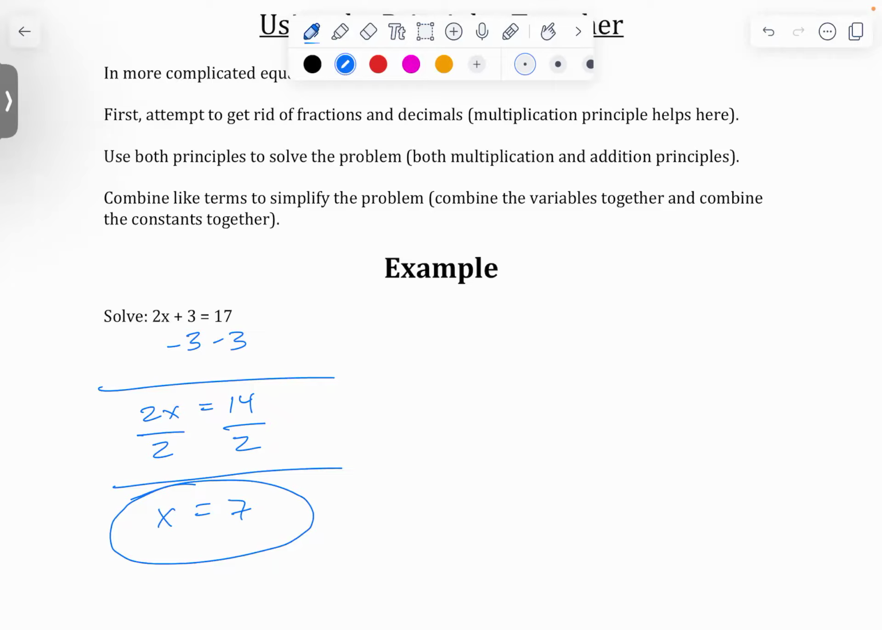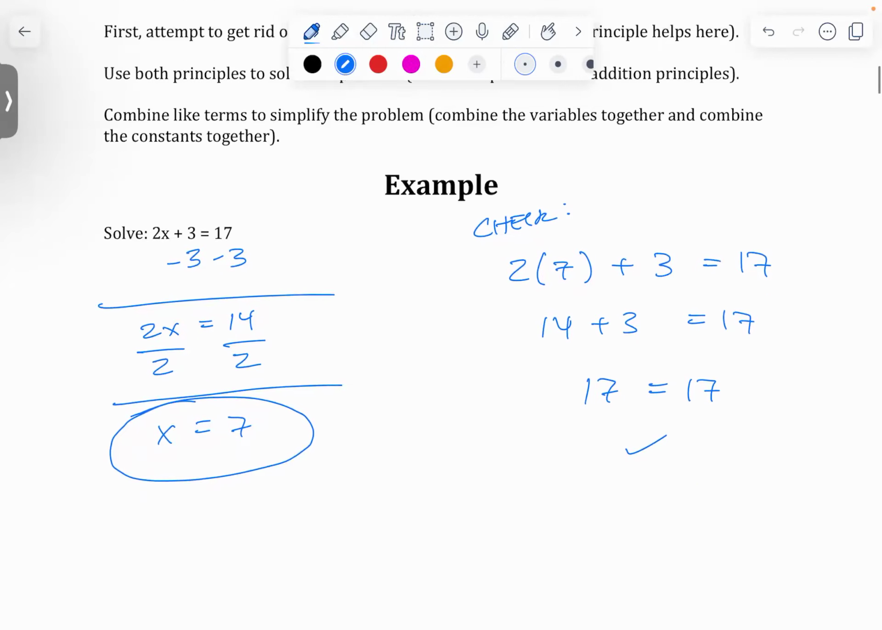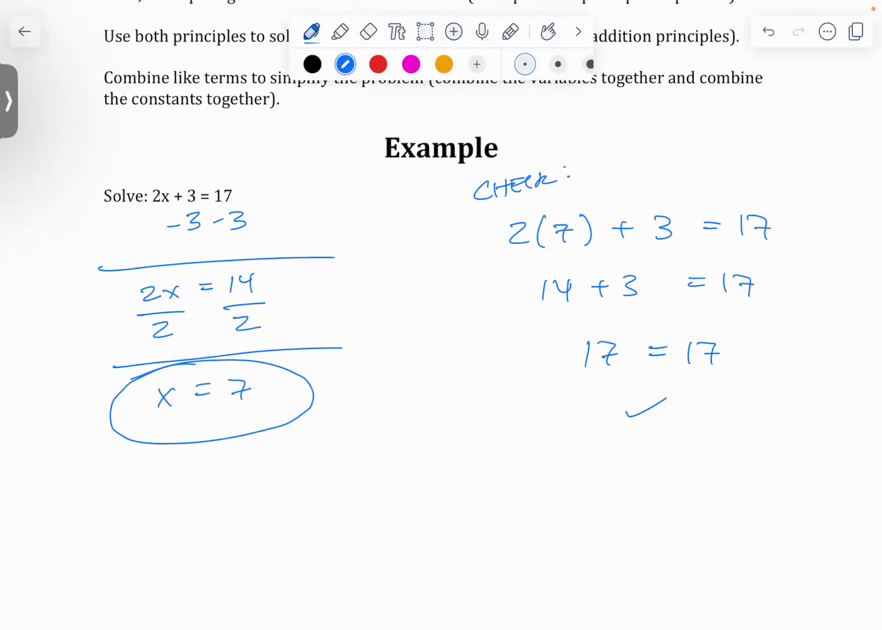Now, again, you should always check your answer. And again, I'm pretty bad at this, but I'll do this one time, right? So if we got x equals 7, that means put that guy back in. 2 times 7 is 14. 14 plus 3 is 17. And the whole point is you should get 17 equals 17. All right, the left side is equal to the right side, and that's how you check your answer.